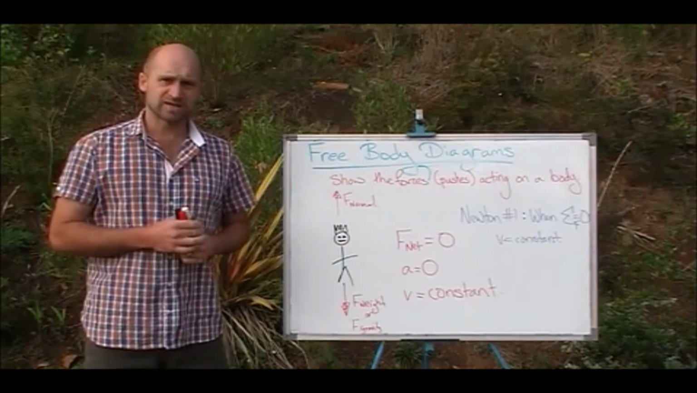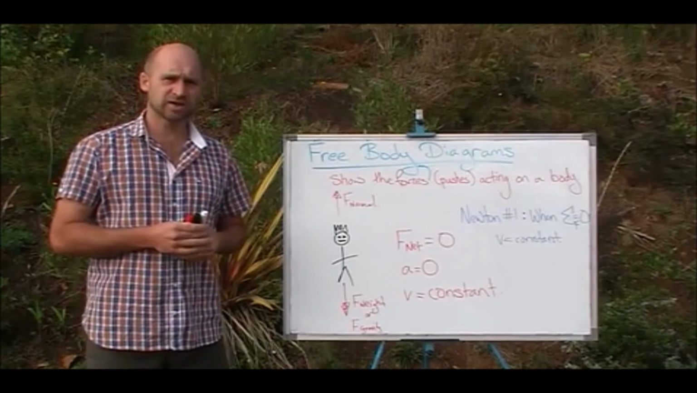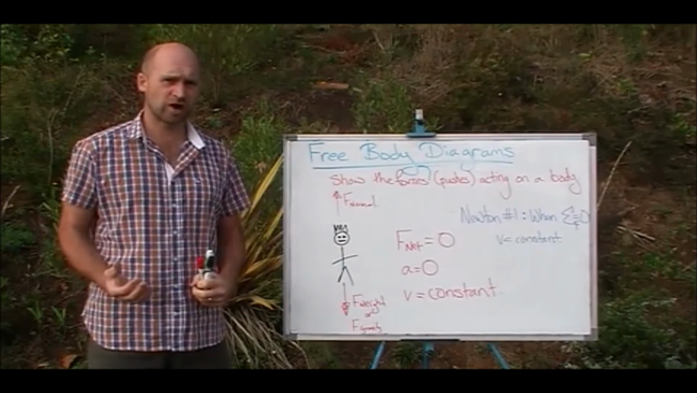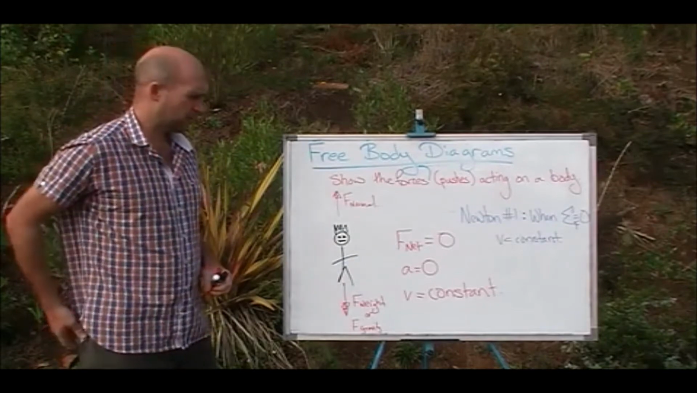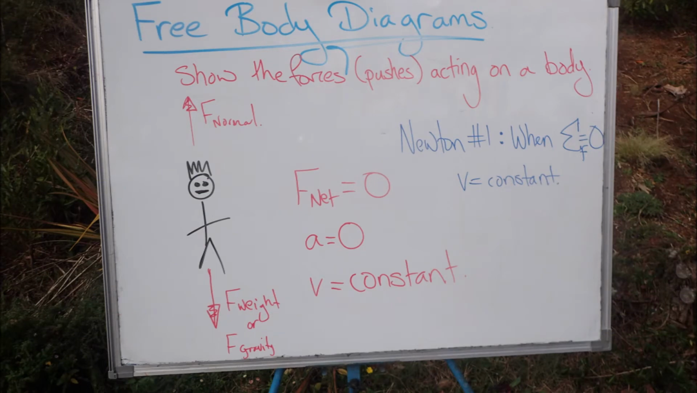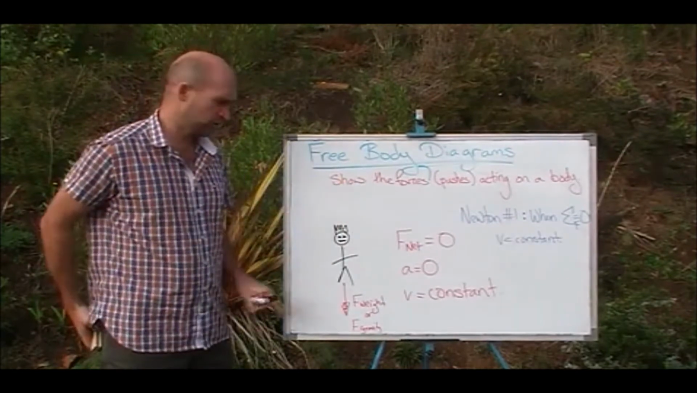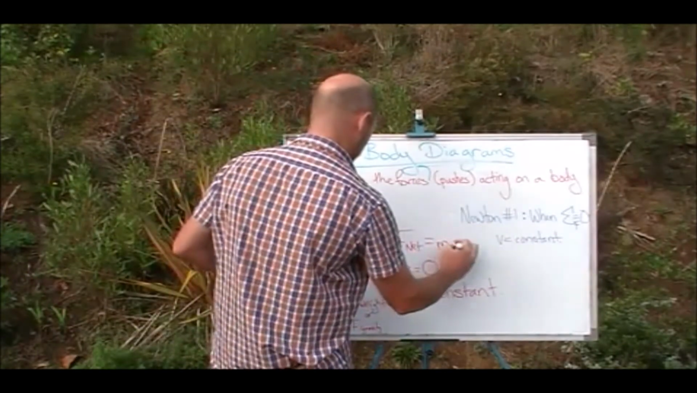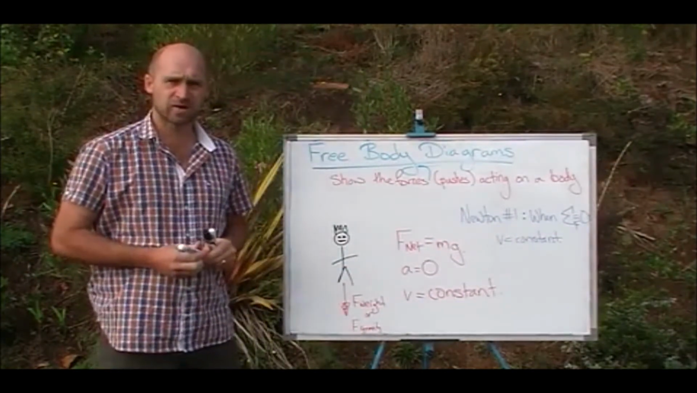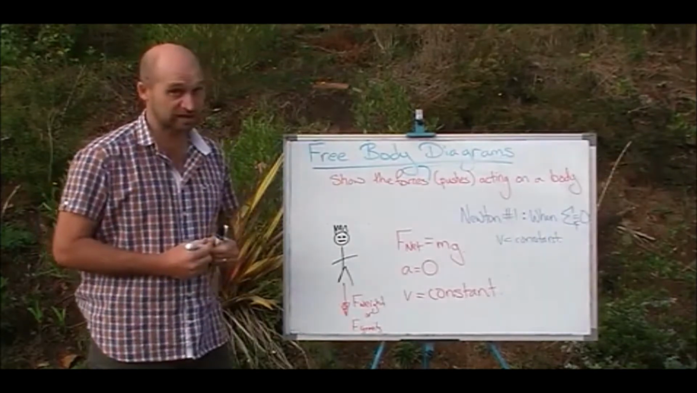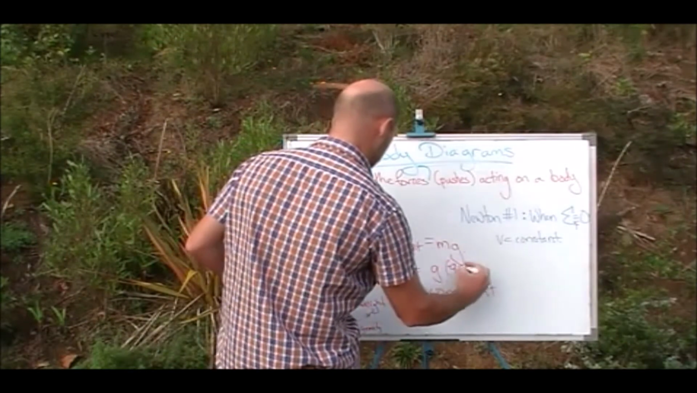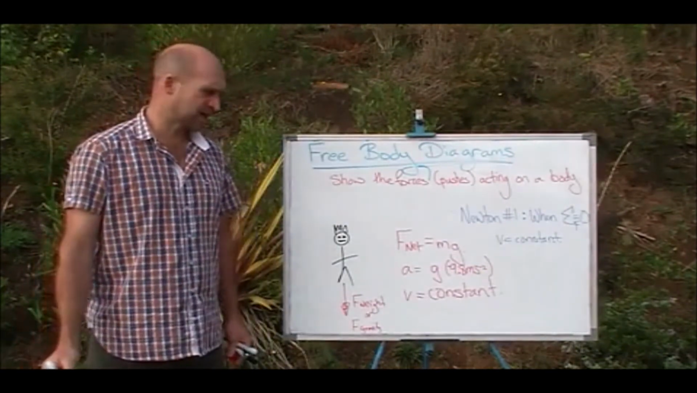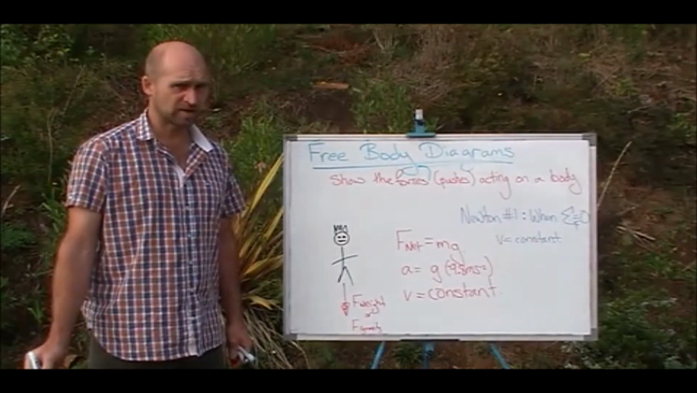Now, the second point that we could look at is what happens if we took the ground away. What would happen if we removed the normal force? Suddenly now, we've only got one force. The net force is now mass times gravity. The acceleration is now negative 9.8 meters per second squared.